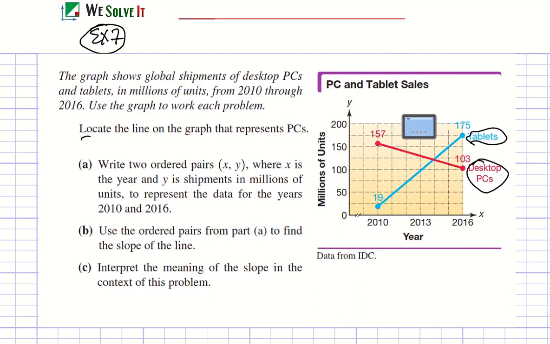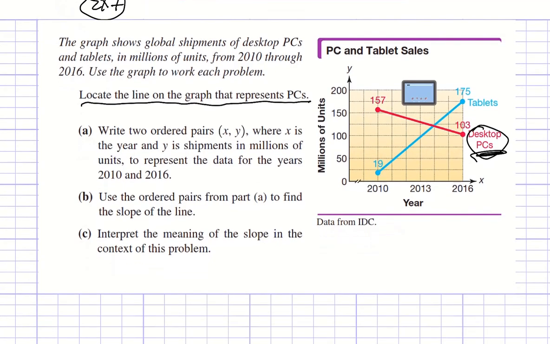Now you see, it says locate the line on the graph that represents PCs. Before, we located the line that represents tablets. Now we're doing PC instead of tablets. The line that represents PC on the graph is the red line. Write two ordered pairs where x is the year and y is the shipment in millions of units to represent the data for the years 2010 and 2016.